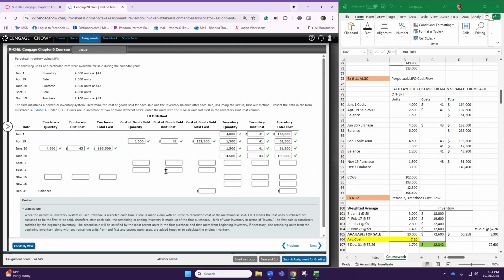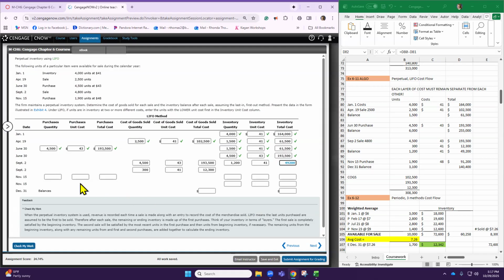Second sale of the year is 4,800 units. This is last costs in. What are the last costs in? They're the $43 ones. So we're going to use all of those. Okay. So we don't have to recalculate that math. That's nice. And then we need 300 of the $41 units, $12,300. Now we have none left of the $43 cost, but we do have 1,200 left of the $41 cost. So those $41 costs are still hanging around.